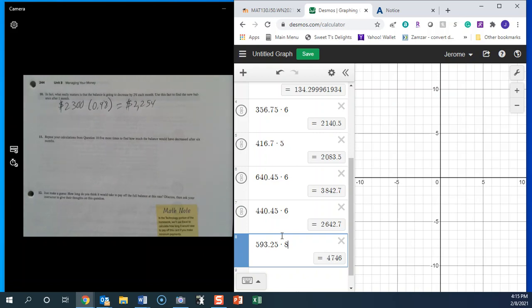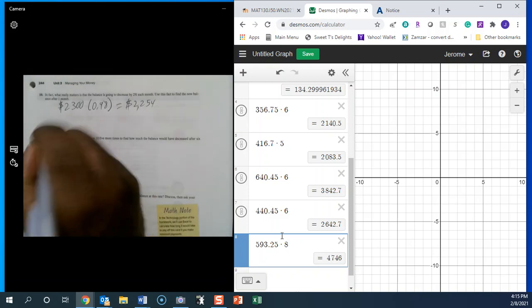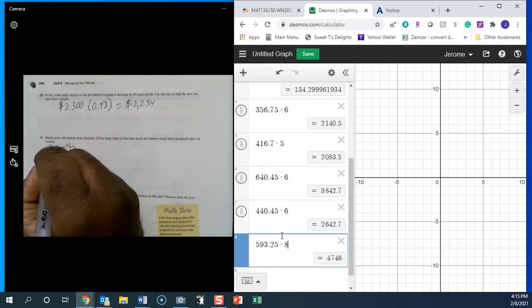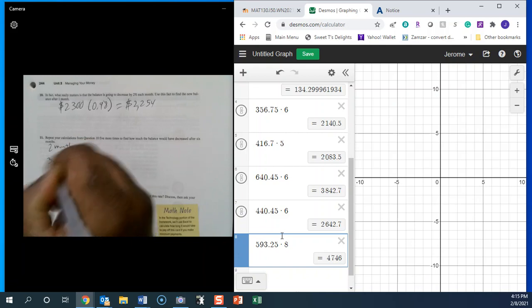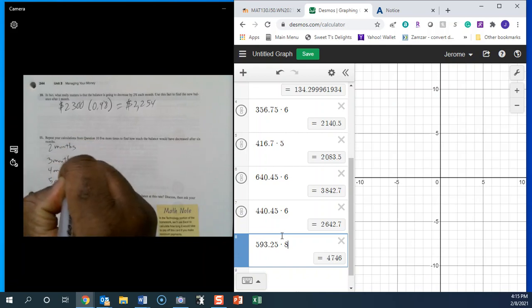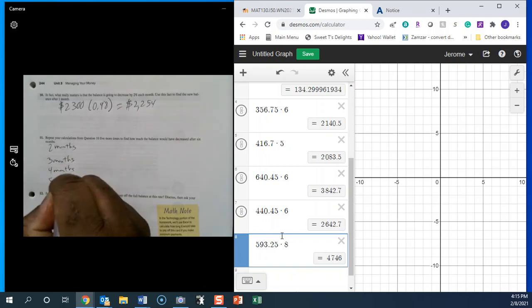Now, number 11, it says repeat these calculations from question 10 5 more times to find how much the balance would have decreased after 6 months. Someone had a question? Oh, no, I didn't. Okay. All right. So this is the first month. So we'll go to 2 months, 3 months, 4 months, 5 months, and then 6 months.